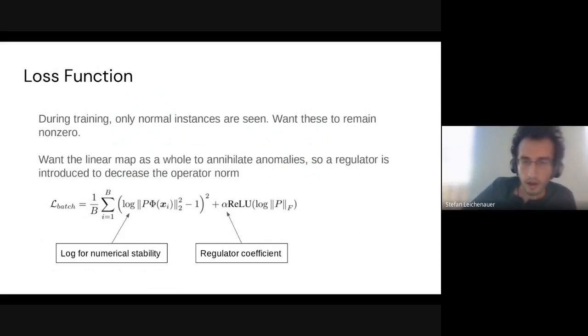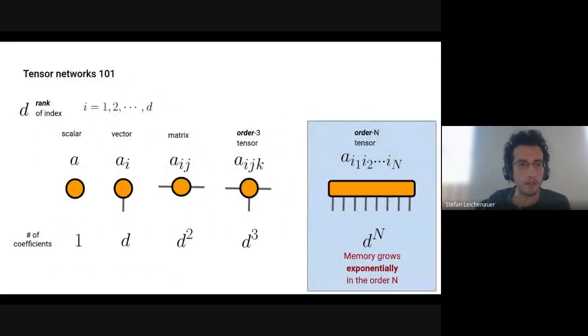So now, just in an attempt to be self-contained, I'll say a few words about tensor networks, which I assume most people watching this are familiar with, but just to get us all on the same page. A bit of Tensor Networks 101, just a couple of slides. So a tensor, these graphical notations for tensors, are just arrays, or generalizations of scalars, vectors, matrices to higher dimensional arrays or higher order arrays.